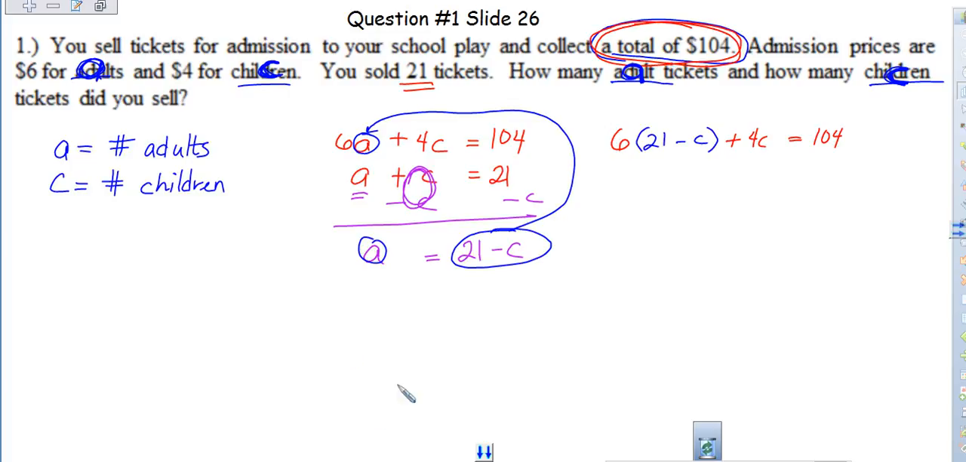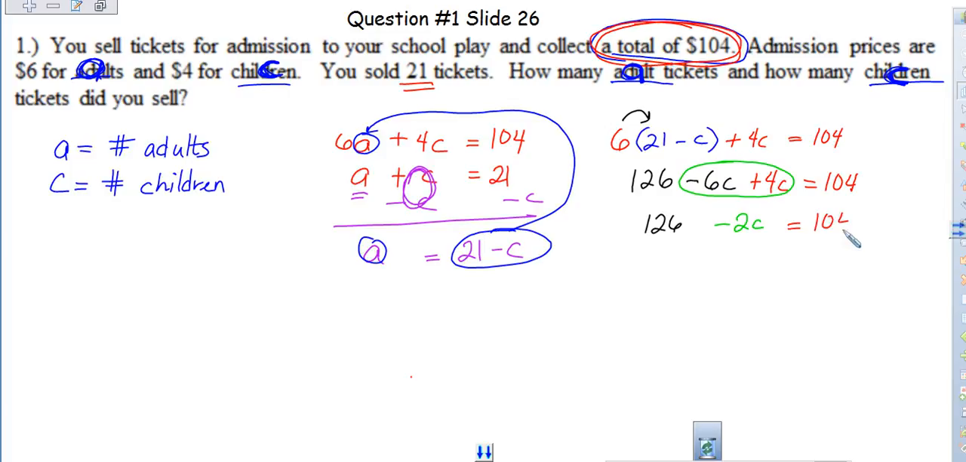And now I'm just going to work it out. I'm going to go 6 times 21. Well, 6 times 1 is 6. 6 times 2 is 12. So you get 126. And then 6 times negative C is negative 6C. Okay? And then the plus 4C comes down equals 104. Okay? I have like terms right here. Negative 6C plus 4C is negative 2C. And then the 126 will come down, and the equals 104 will come down.